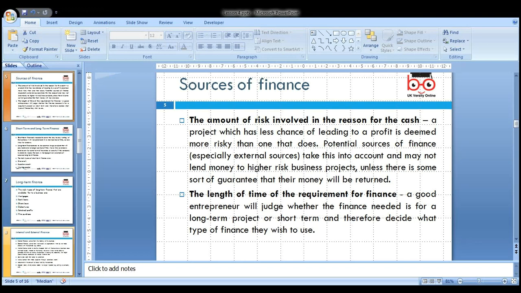Our brand image, how it is developed, our customer satisfaction, the environment, all these factors will influence the sources of finance as well. The length of time of the requirement for the finance: a good entrepreneur will judge whether the finance needed is for a long-term project or a short-term one. Therefore they decide what type of finance.